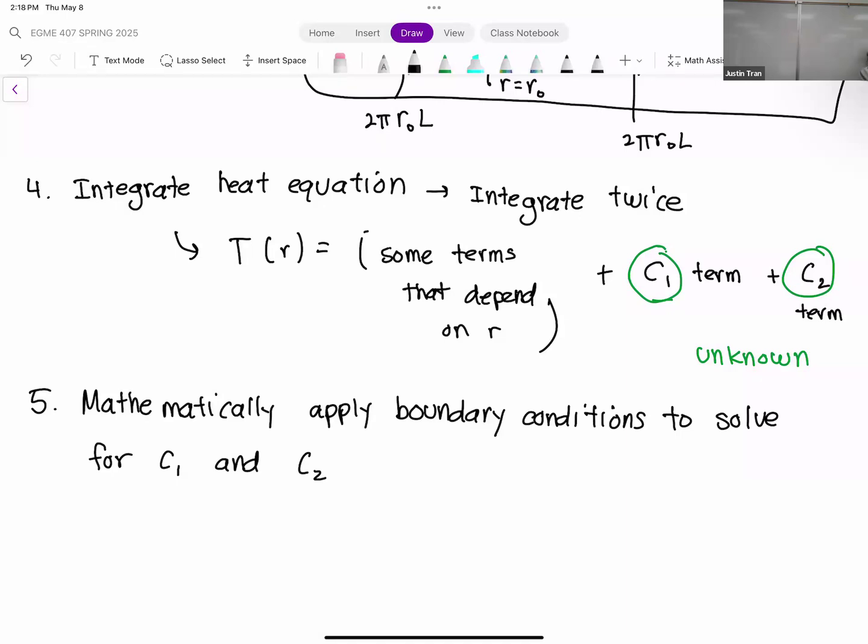It's always two, because the heat equation is a second order differential equation, so you need two boundary conditions.